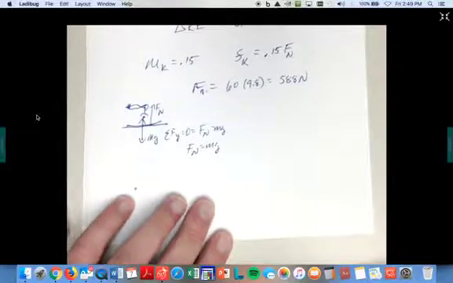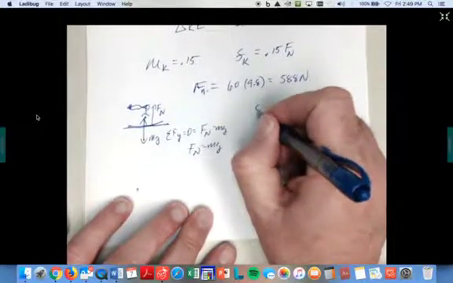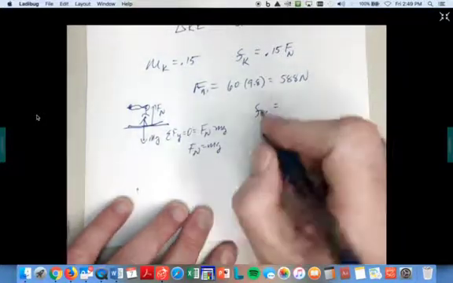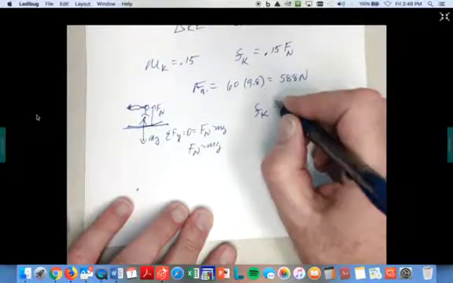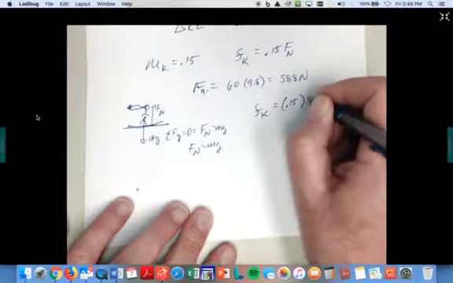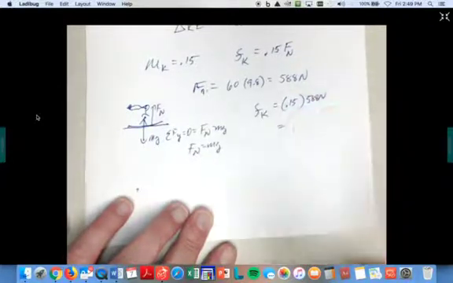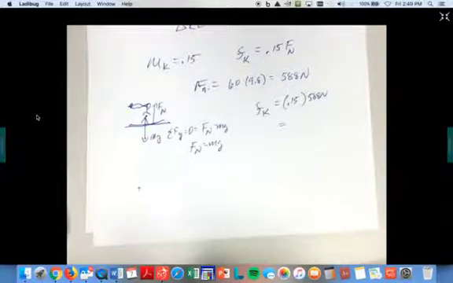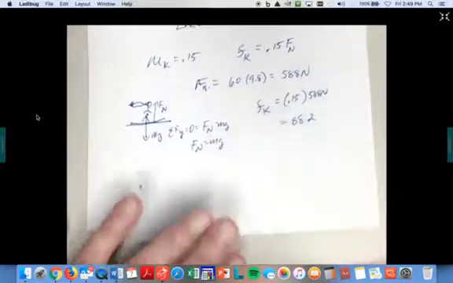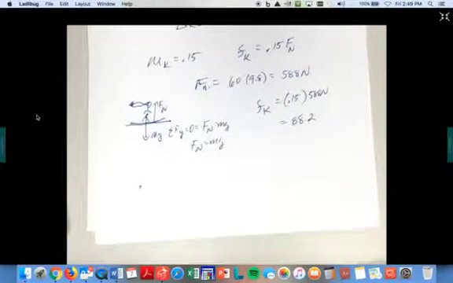All right. So then the last thing, let's figure out the frictional force. Then the kinetic frictional force, and we're just taking the magnitude of it, is equal to mu times mg, 0.15 times 588 newtons, which equals 88.2 newtons. So there we computed the frictional force.